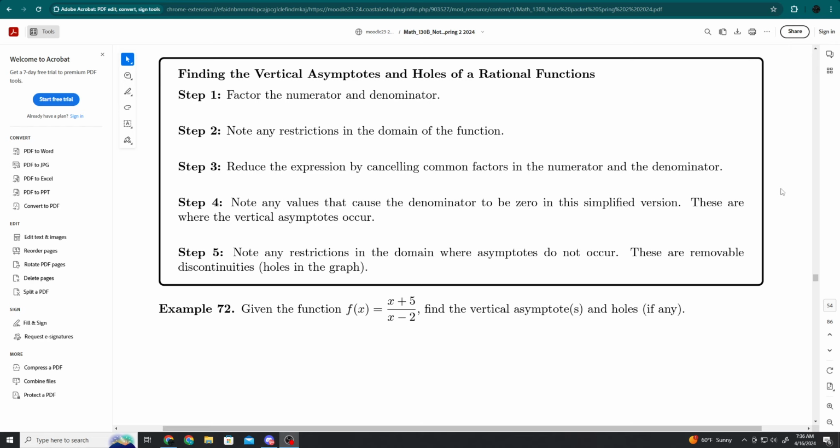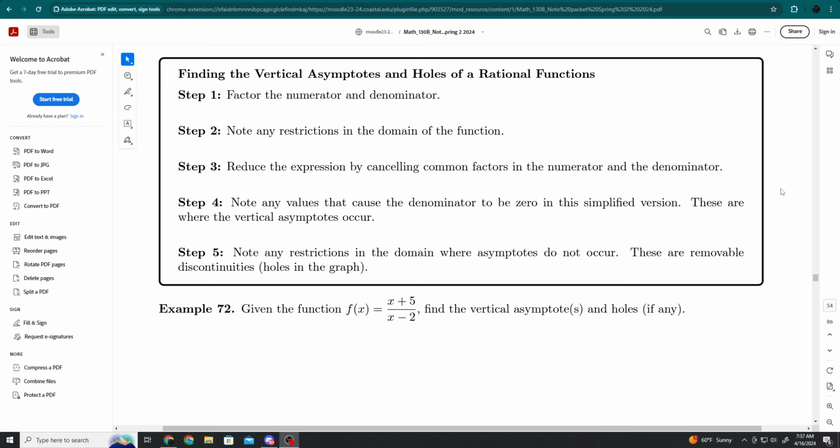Essentially, the first step is exactly what I do every time. We have to try to factor the numerator and denominator completely. We have to break it down into the smallest pieces possible. From there, we should note any restrictions in the domain, which is essentially what we did before. We look at the denominator and see what x's are bad. Then we try reducing the fraction. If there's anything the same in the numerator and denominator that can be reduced or canceled, we go ahead and do that.